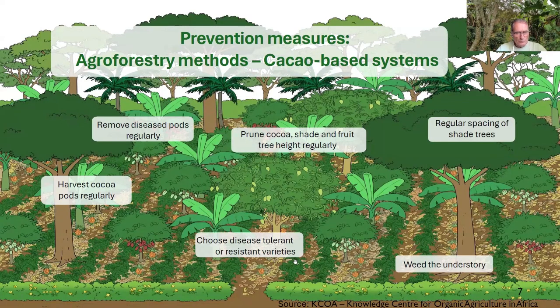Then here it says again, remove disease spots regularly. So sanitation is important, and also harvest cocoa pods regularly. So all this yield management is important. And it's a bit similar to what we also have in coffee production. And weed the understory, here to the right, to the lower side. Of course, weeding is also quite important, but you don't have so much moisture and humidity in the fields, in this case, in the cocoa fields.